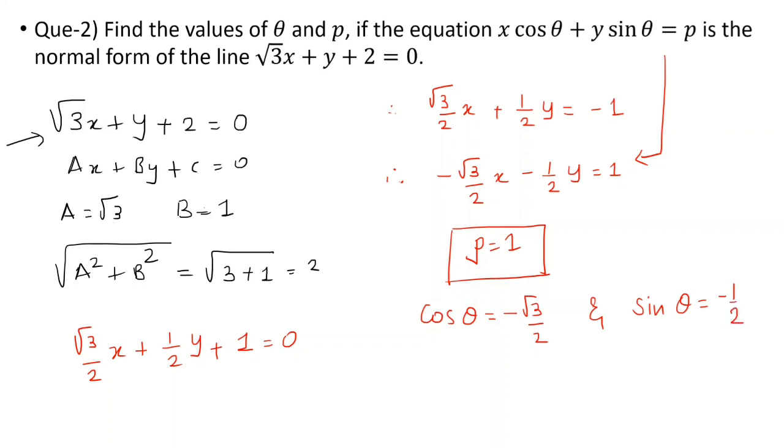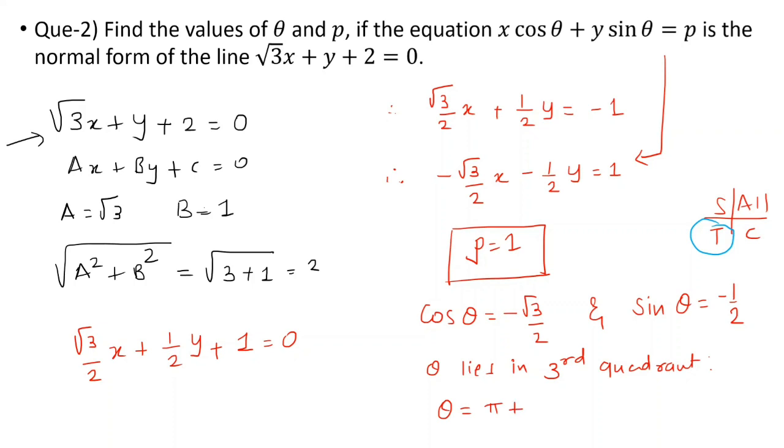Here both trigonometric terms are negative. So according to this, all STC, both are negative in third quadrant, right? So I can say that theta lies in third quadrant. So therefore I can write theta is equal to pi plus, for this value theta will be pi by 6. So the final answer is theta is equal to 7 pi by 6. Hence the answer.